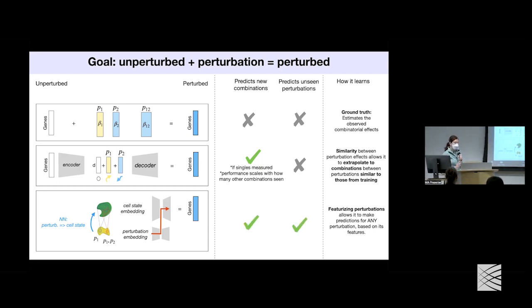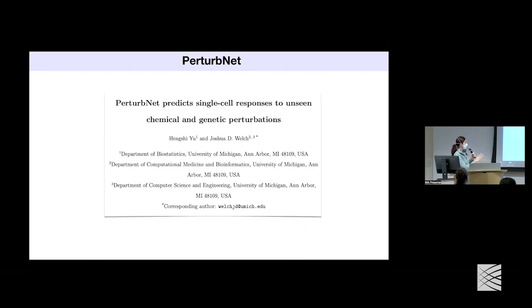And so you can imagine how featurizing perturbations would allow us to make predictions both for new combinations we haven't measured and for perturbations that we have just never seen, as long as we have the same types of features that we use for creating this perturbation embedding. That makes sense? So this is what they do in this paper called Perturb-Net. Would have been kind of cool to call it Perturb-Net.